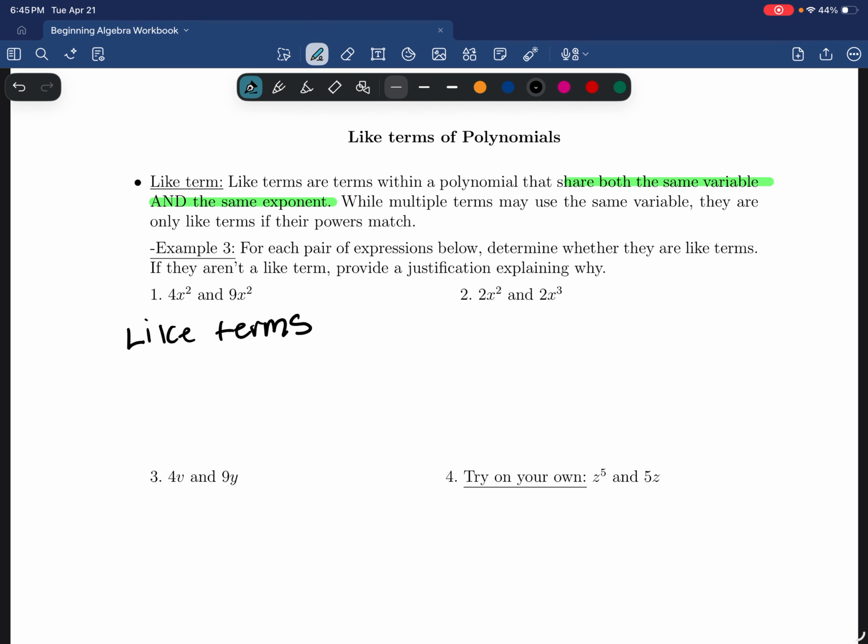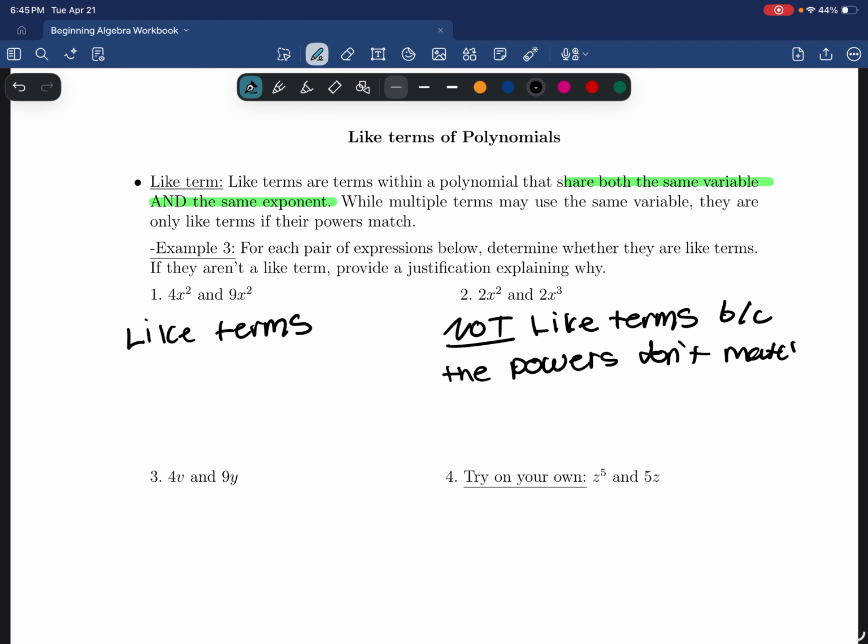Taking a look at example 2, we have 2x squared and 3x cubed. So the variables are the same, they're both x, but our powers don't match. We have a 2 and a 3. So these are not like terms because the powers don't match.